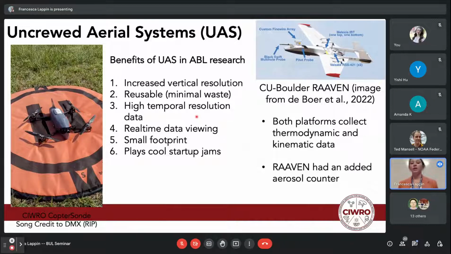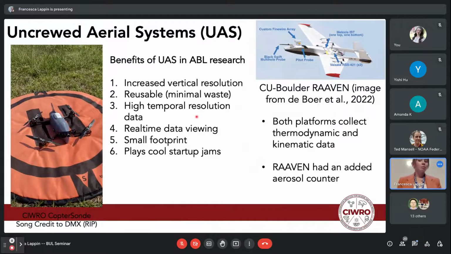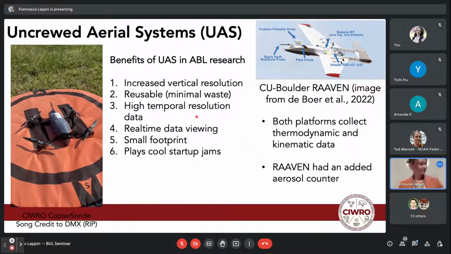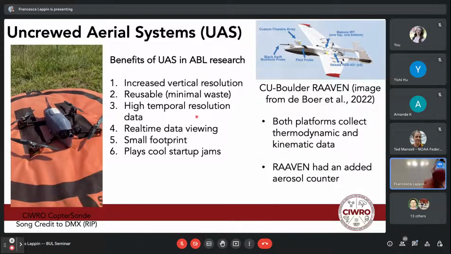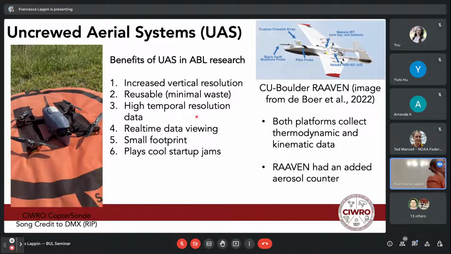With that, we can do flights every up to 15 minutes. We can also see the data in real time to make decisions. Overall, it has a small footprint. We're not adding any waste with each flight. And overall, it's not really impacting the environment too much like a crewed aircraft could. And mostly, it's just really cool. Thank you to Tony and Liz for figuring out how we could do that.